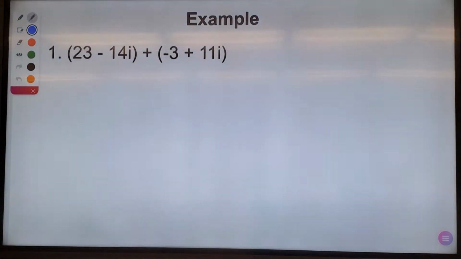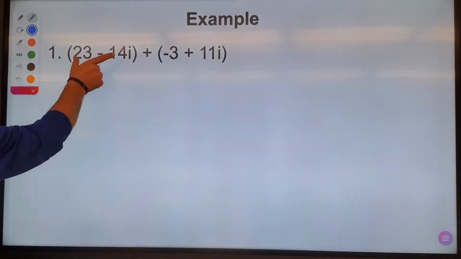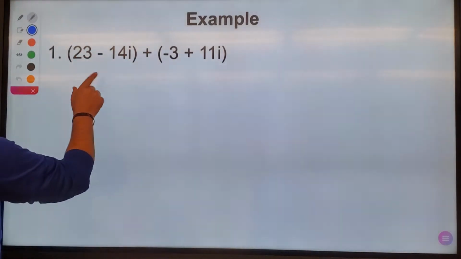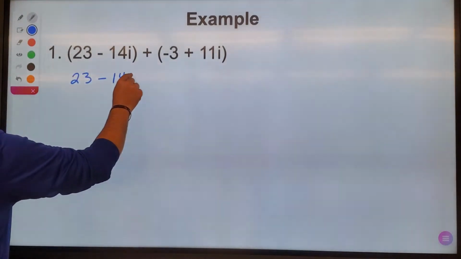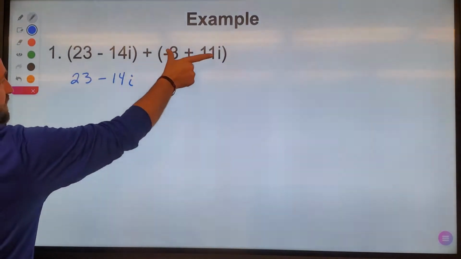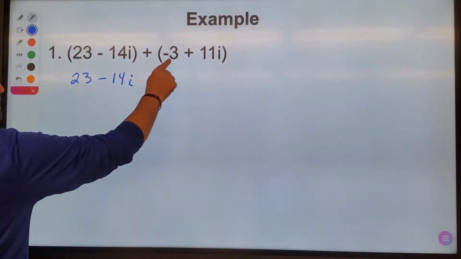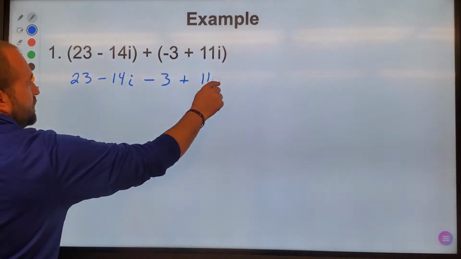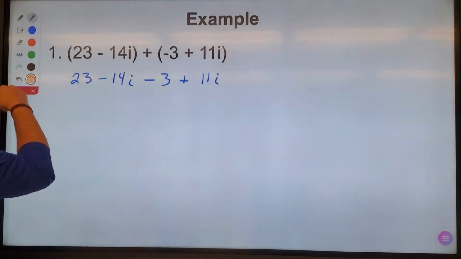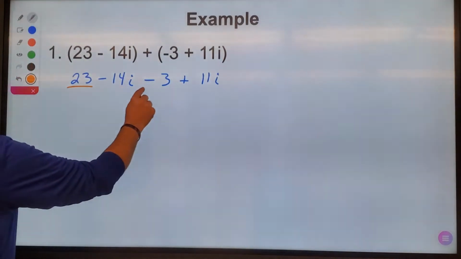Okay, so I would do nothing different from what we did with the bell work. I would start by rewriting this without the parentheses. So again, I'm going to take this first set, because this is addition, and I'm just going to drop it down. Second set, again, same thing, I'm going to just drop it down. This is -3, so it's -3 plus 11i. I would still underline like terms.